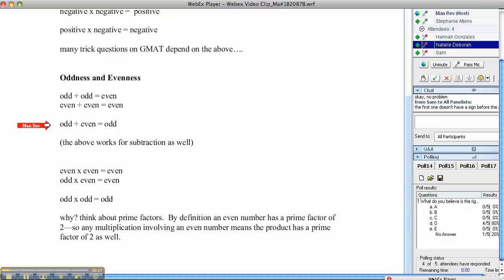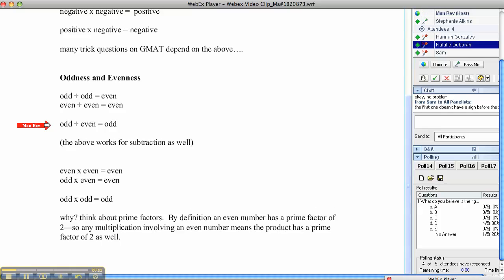The only way that you can get an odd number as the result of addition is to add an odd number and an even number. So 1 plus 2 equals 3. And all of those rules also apply to subtraction. So odd minus odd is going to give you an even number. Even minus even will give you an even number. Only if the two numbers are different, one's odd and one's even, can the result be odd.